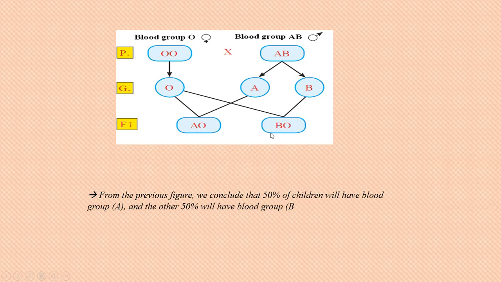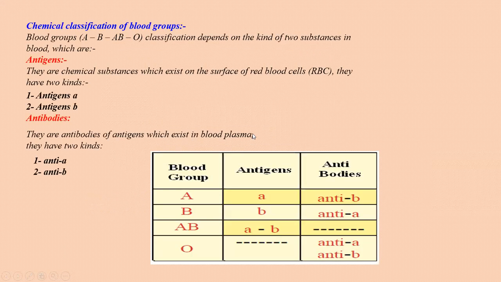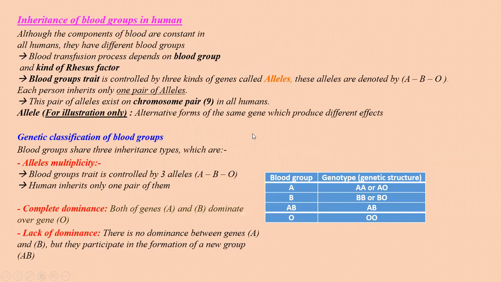Here are the blood groups that appeared in the offspring. If I have a female O and a male AB, their children will be A and B, AO and BO. This means we conclude that 50% of the children will have the blood group A and another 50% will have the blood group B. Okay?